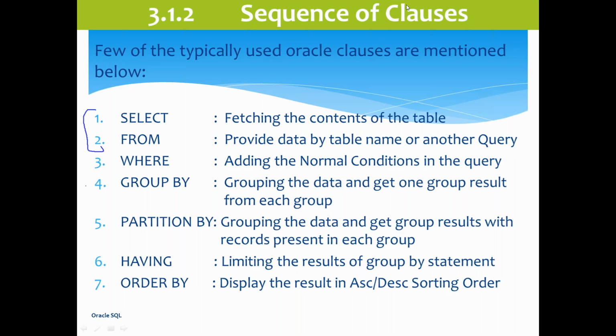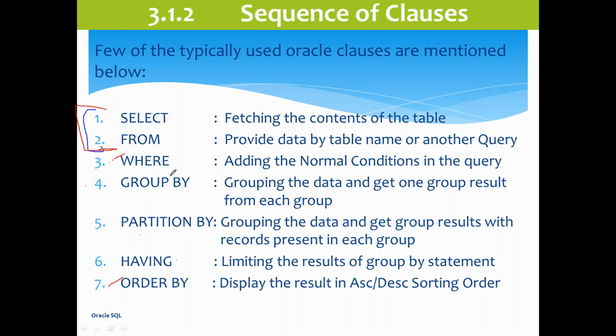All these clauses can be used whenever we are writing a query. The first two are compulsory, and the other five we give based on our requirement. Suppose group by, partition by, and having are not required, and only where and order by are required. Then a total of four clauses will be there: the first two, where, and the last one. We give only those which are required, including the first two.